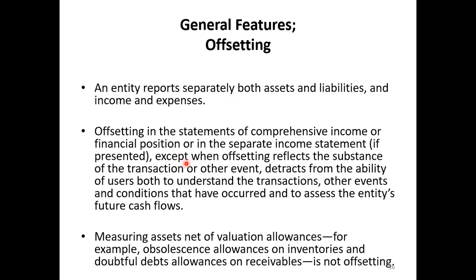So measuring assets net of valuation allowances, for example, obsolescence allowances on inventories and doubtful debt allowances on receivables, is not offsetting. When you look at the receivable, you can find the receivable amount minus the provision for doubtful debt, provision for bad debt. So that kind of information is given in detail, not netted off, right?